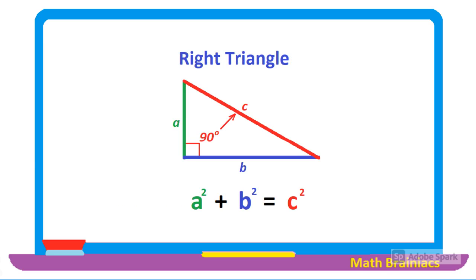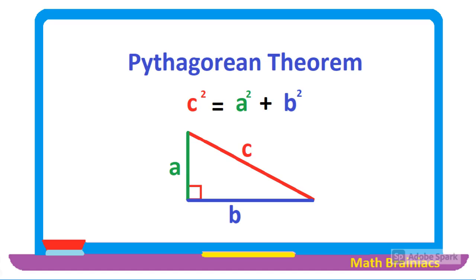To wrap it up, a right triangle has one angle which is equal to 90 degrees. And the 90 degrees is opposite the longest side of the right triangle, which is called the hypotenuse. Correspondingly, the square of the longest side of a right triangle is equal to the sum of the squares of the two legs. Therefore, c squared is equal to a squared plus b squared.